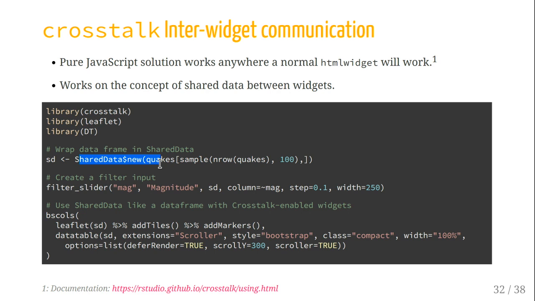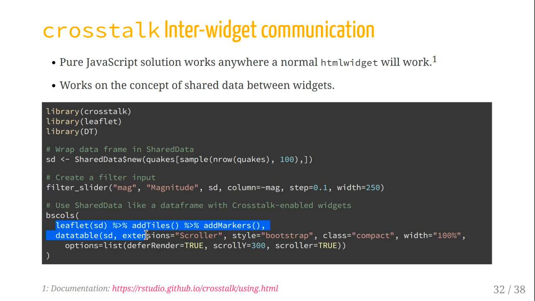So you create a shared data object. Other than that, everything is the same, but you select something called bscols. That's just a call that you need to remember. Then I'm passing two widgets over here, a leaflet widget and a data table widget, and that allows you to access these things together. Unfortunately, I couldn't show the output of this in this slide, but it is in the R Markdown, or if you go to the link that I've shown below, you can see this in action.